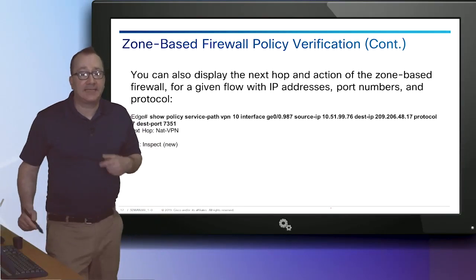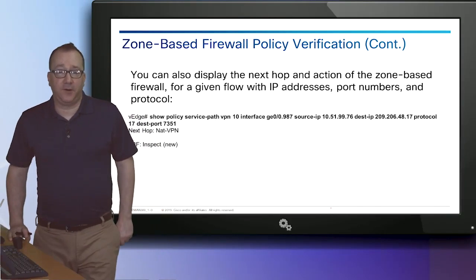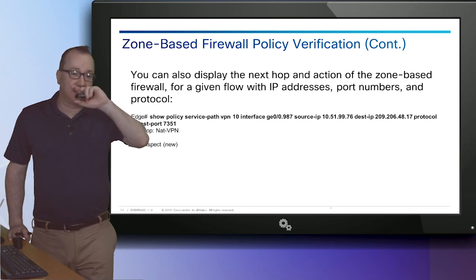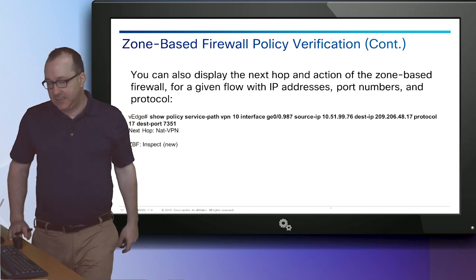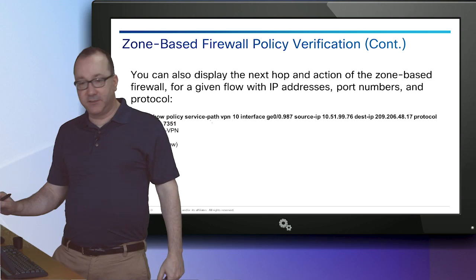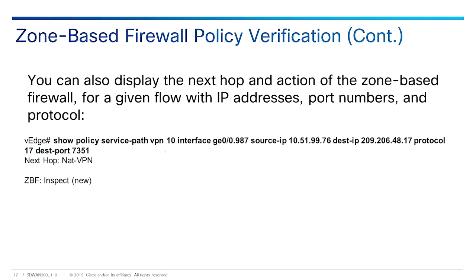So we can also display the next hop and action of the zone-based firewall for a given flow with IP addresses, port numbers, protocol as followed. So if we do a show policy service path, VPN 10, on the interface with a source IP and the destination IP and a protocol of UDP and our destination port, right, we'll actually get our next hop is NAT VPN, which is our zone-based firewall inspect. Okay.